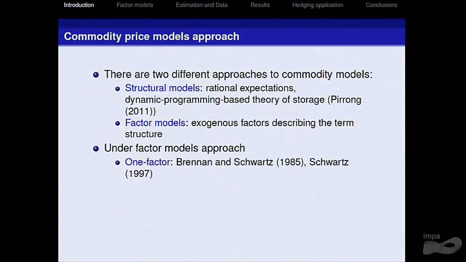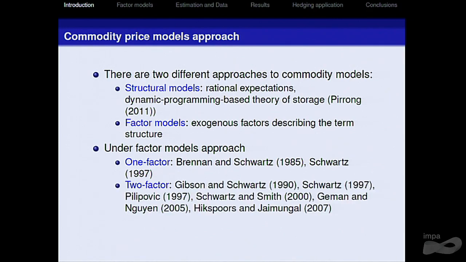From the beginning, with the works of Brennan and Schwartz '85 and Schwartz '97, studying commodities modeling through one factor. In this case, spot price is the state variable used to model the commodity prices. For two-factor models, there are more works in this direction: Gibson and Schwartz '90, Schwartz '97, Pilipovic '97, Schwartz and Smith 2000, Gamba, Nguyen, and Hexbro and Jaimungal, among others. I'm mentioning just a few works.